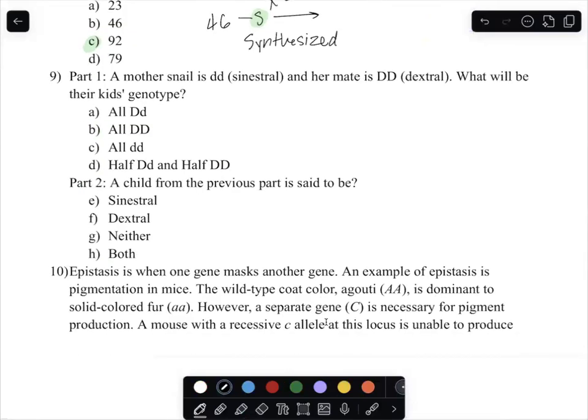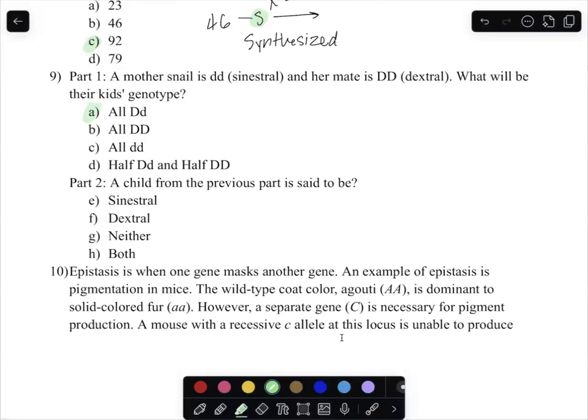A mother snail is sinistral and her mate is dextral. What will their kids' genotype be? So just by looking at their genotypes, we know all their kids will be heterozygotes. So all her kids will be Dd. Well, big D, little d.